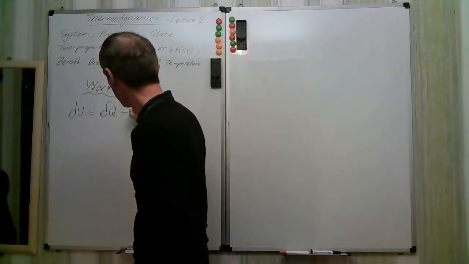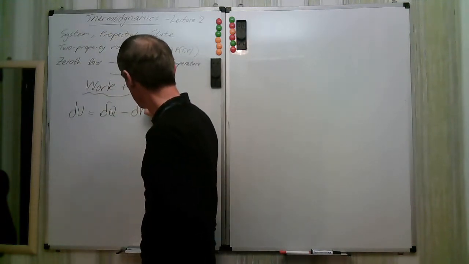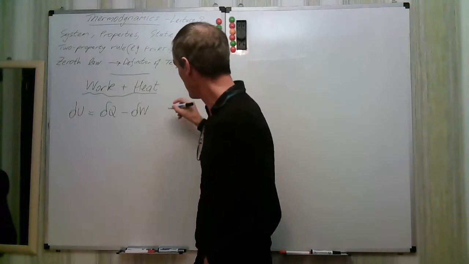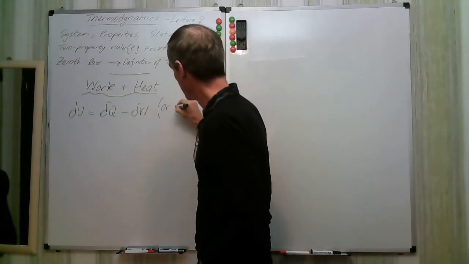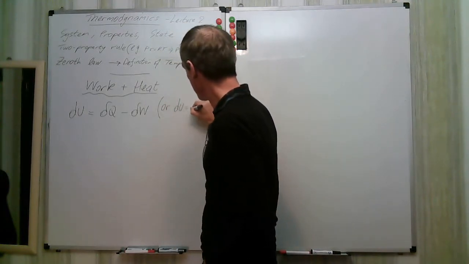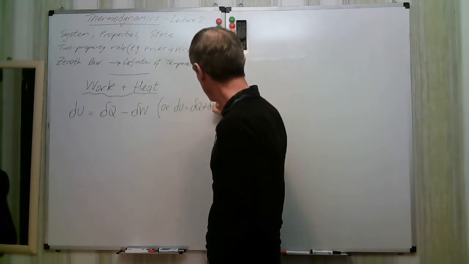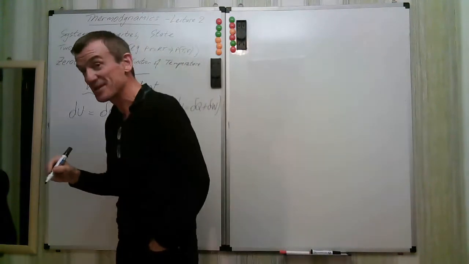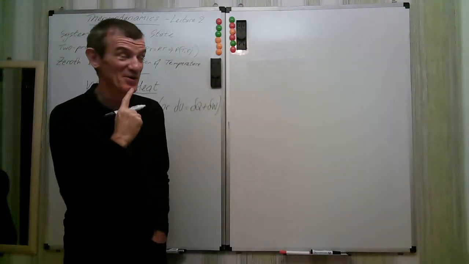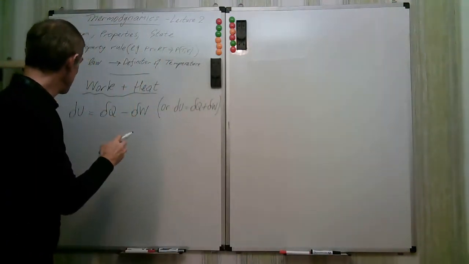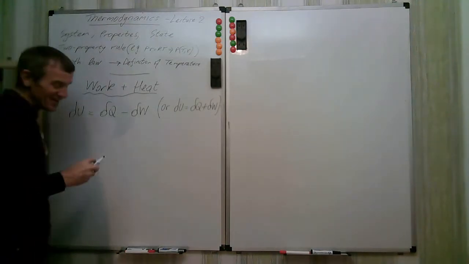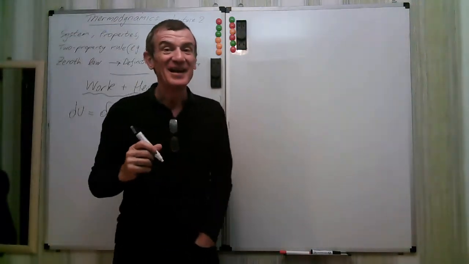This is for a closed system. I'll write it the other way as well: dU is equal to delta Q plus delta W is the alternative view. It depends on the sign convention. We'll talk about the sign convention in a second. So this statement here is essentially what the first law is saying.